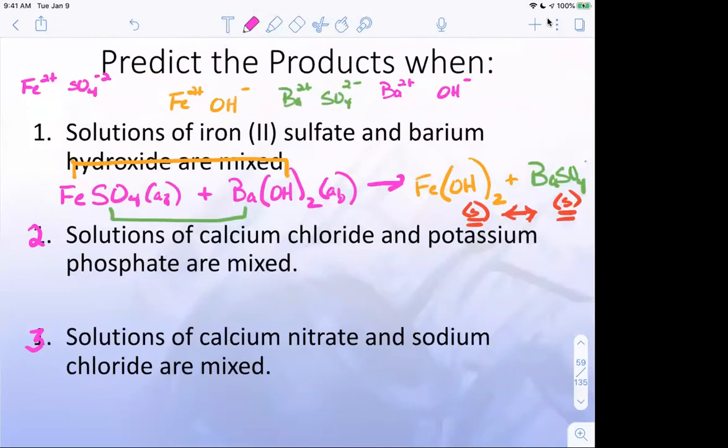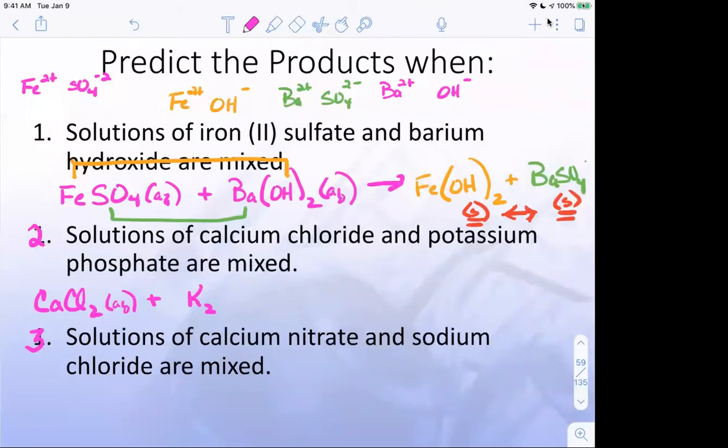So let's look at the next one. I have calcium chloride. Calcium is 2+, Cl is -1. So I have CaCl2. All chlorides are soluble, and it's not an exception, so this is aqueous, plus potassium phosphate. Well, potassium is +1, phosphate is -3.